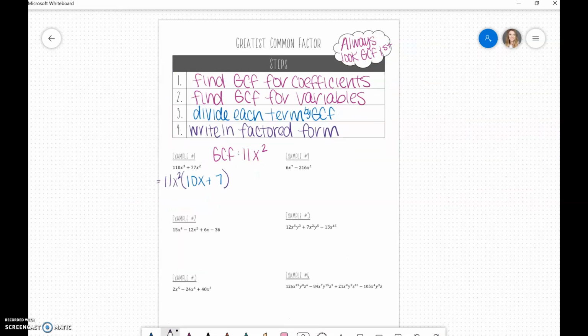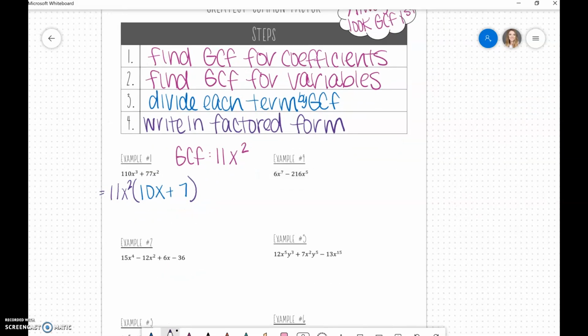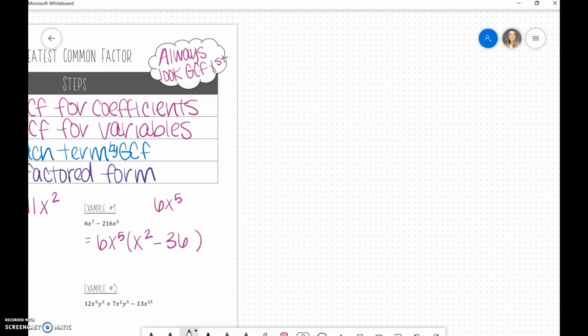So with our next example, looking at the 6x to the 7th minus 216x to the 5th, our greatest common factor here between a 6 and a 216 is 6. Between x to the 5th and x to the 7th, you will end up getting x to the 5th. That's what we will pull out of both terms, which is basically what we'll divide both terms by. Here the 6's will end up canceling to become a 1. X to the 7th over x to the 5th would give us x squared. Negative 216 divided by 6 would give us a negative 36. Also note that the x to the 5th would completely cancel and give us a 1.